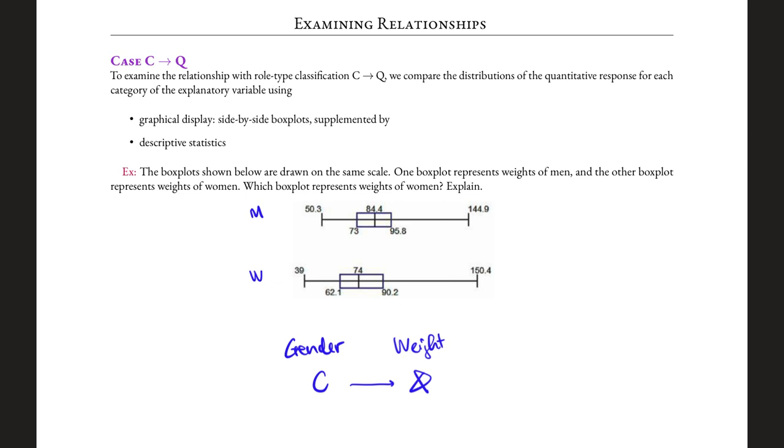Also, we can say that the variability of the weight for women is larger, bigger, higher than the variability of the weight of men. Meaning the weights of the women group are all over the place here, from 39 to 150.4. The weights of the men are between 50.3 and 144.9 for this particular group.